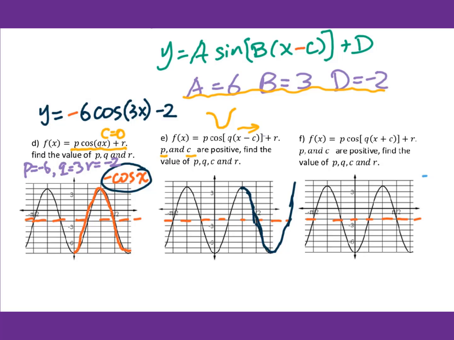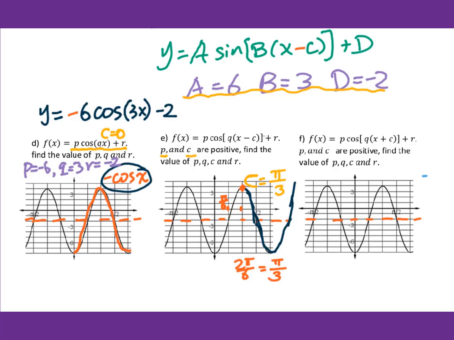Your goal is to get starting points. It doesn't have to be the whole cycle. Your starting point, this is pi over 6. This one will be 2 pi over 6. That's pi over 3. So the starting point will be c equals pi over 3.